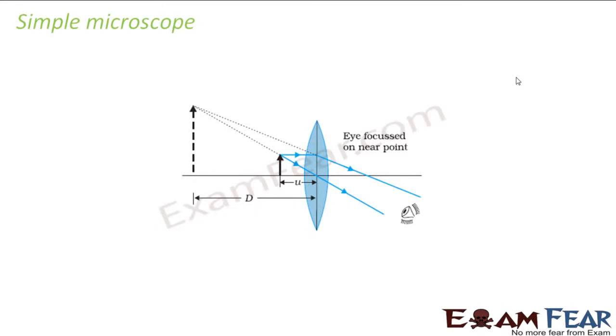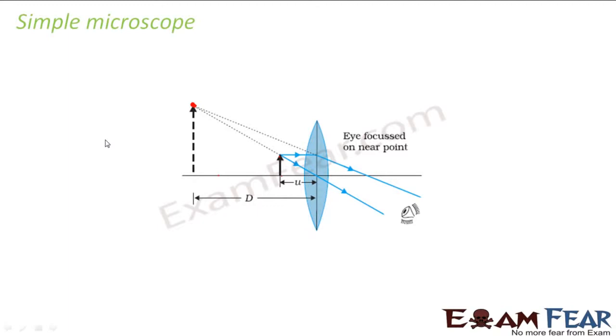I have already discussed this kind of image formation. If this is my object, a ray parallel to the principal axis, after refraction passes through the focus, and another ray passing through the optical center goes undeviated. If these two rays go ahead, it looks like they are going away from each other. So if we join them backwards using these dotted lines, we see that they appear to meet at this point. This gives rise to a magnified erect image. So this was the simple microscope. That means a simple microscope was nothing but a simple convex lens.